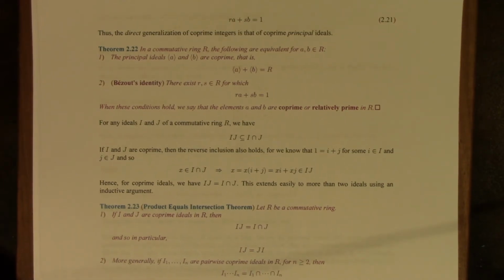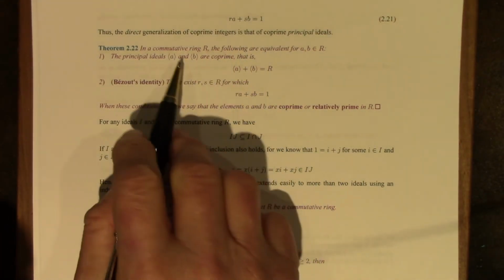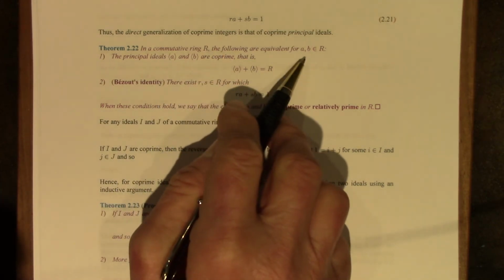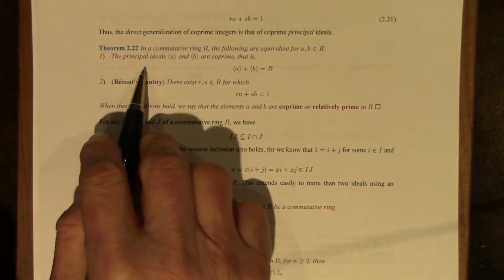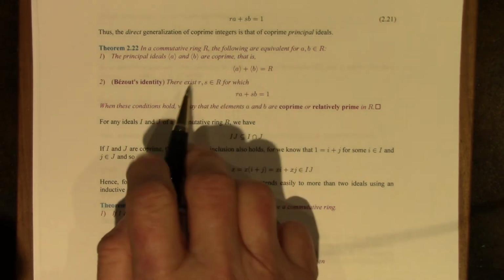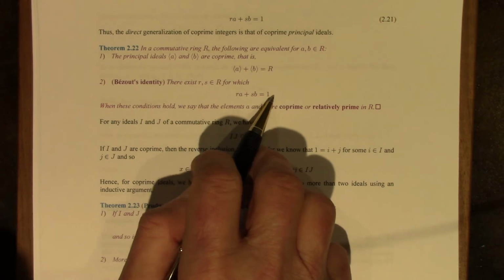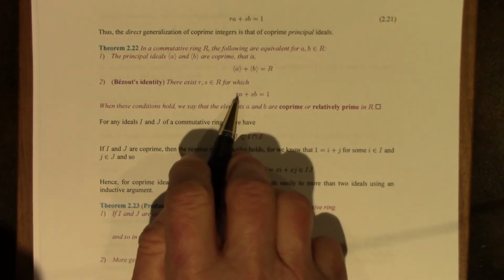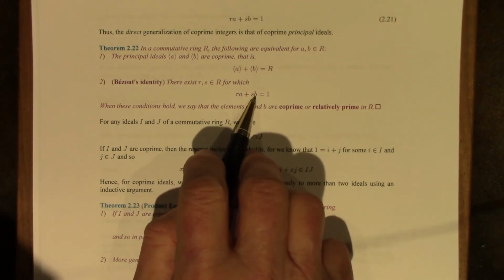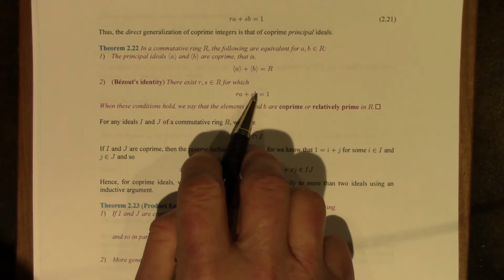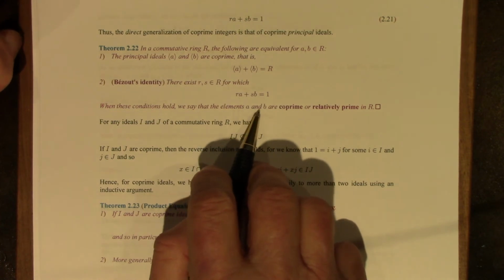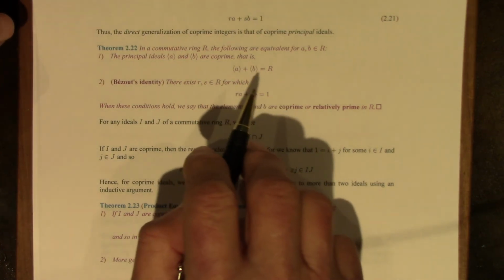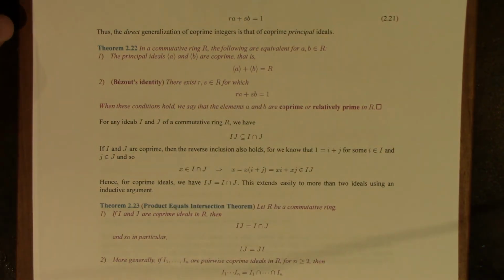But we're not limiting the term coprime to principal ideals. It applies to any pair of ideals whose sum is the whole ring. Summary: in a commutative ring R, the following are equivalent for elements A and B. The principal ideals are coprime. Bezout's identity holds in the ring. And when these conditions hold, we can say that the elements A and B are coprime, or relatively prime. So A and B are relatively prime or coprime if and only if, by definition, their principal ideals are coprime.